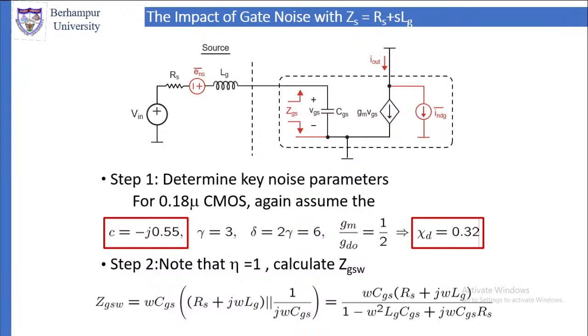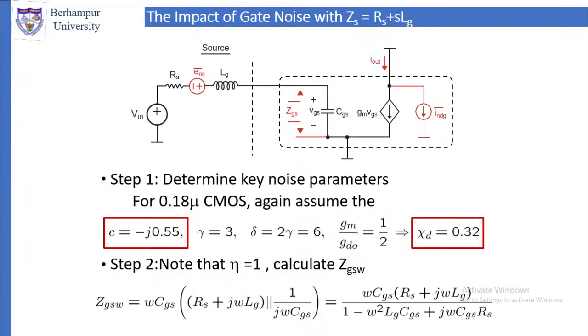Now let us consider the impact of gate noise, with Z_S, the source impedance, equal to R_S plus sL_G. You can see the figure here. In the figure there is a dashed line. On the two sides of the dashed line, the left side is the source, and the right side is the amplifier or the device. The amplifier equivalent circuit is within the dashed box. We need not discuss that equivalent circuit anymore.